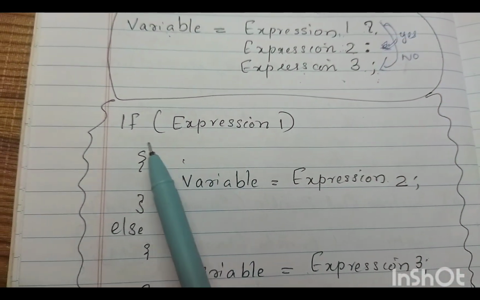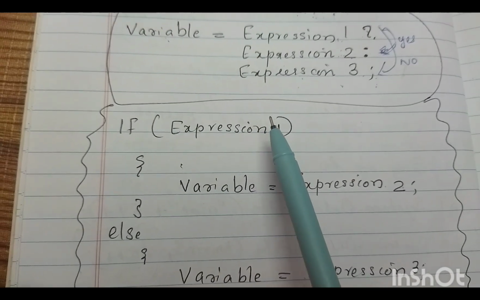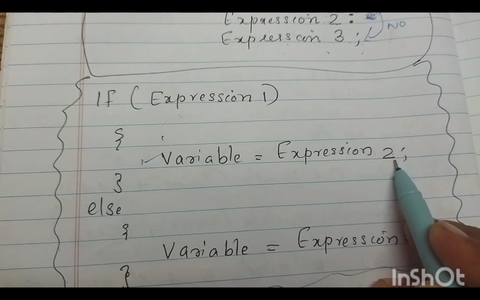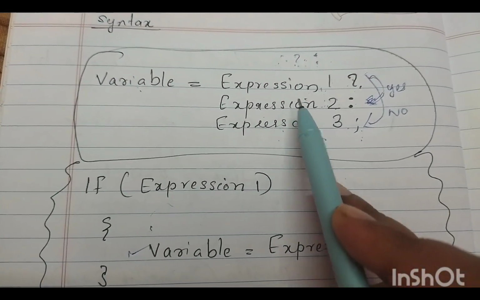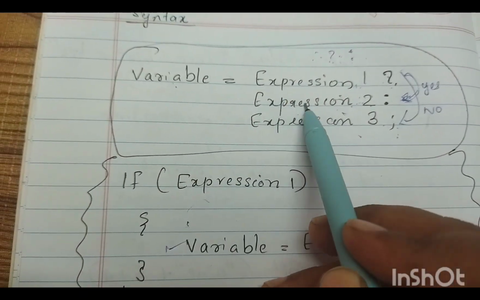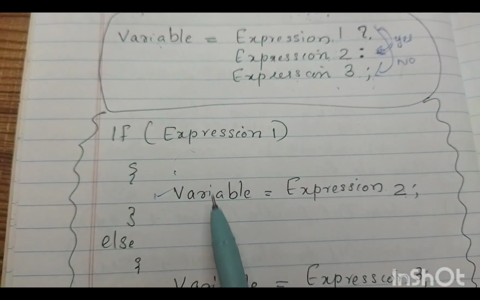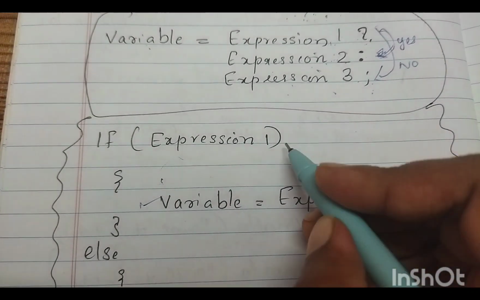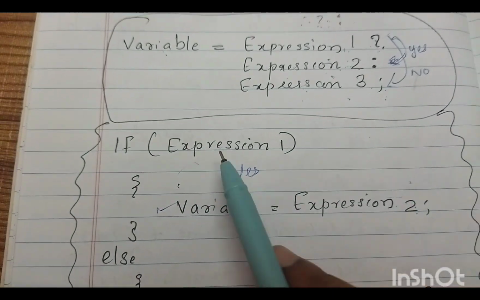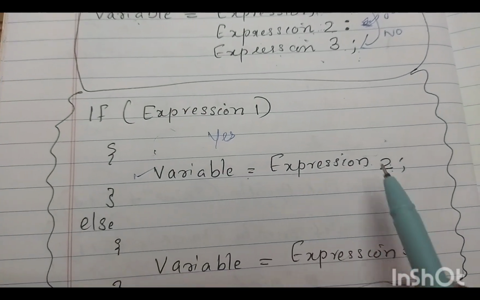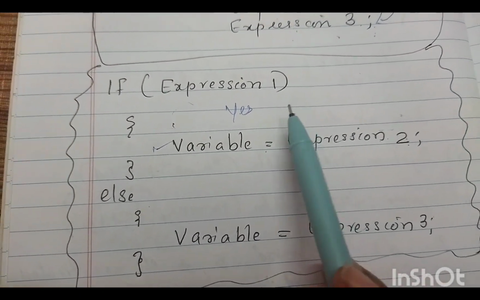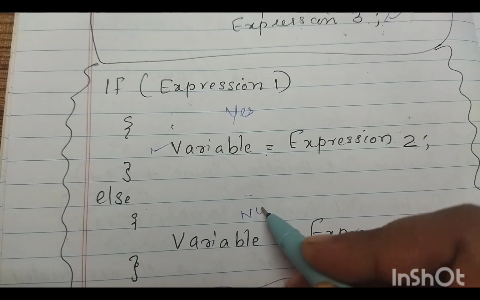So what this means, if this expression 1 evaluates to true, then the first statement will be executed. That is, variable is equal to expression 2. That is what is given in the conditional operator also. If expression 1 is true, then it will go to expression 2 and whatever value is in expression 2 will be stored in the variable. Here also, if expression 1 evaluates true, then this block under the if statement will be executed: variable is equal to expression 2. Else, if expression 1 evaluates to false, or the answer is no, then the else statement will be executed.